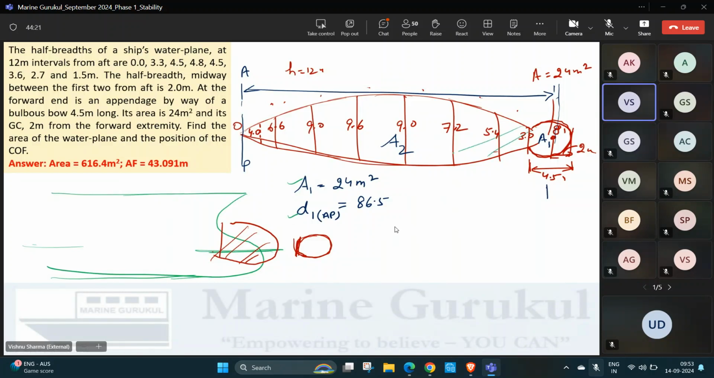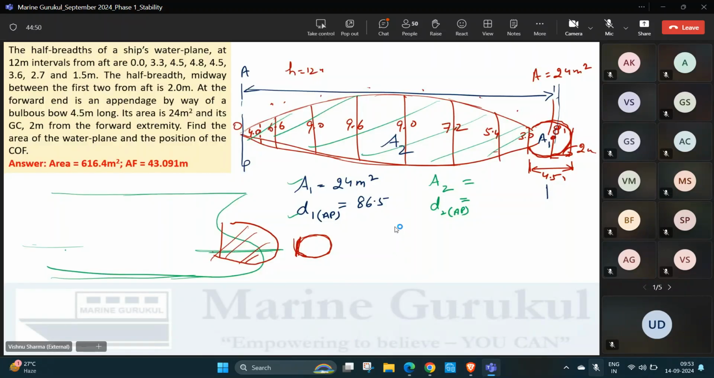Okay, fine. So you have A1, you have D1 from AP. For this area, you all know how to apply Simpson's rules. First, check whether the half station will be applicable or not. Identify the dividing ordinate, see which rule is applicable on both sides. Rule 1. So you can all calculate A2 and D2 from AP by Simpson's rules, right?